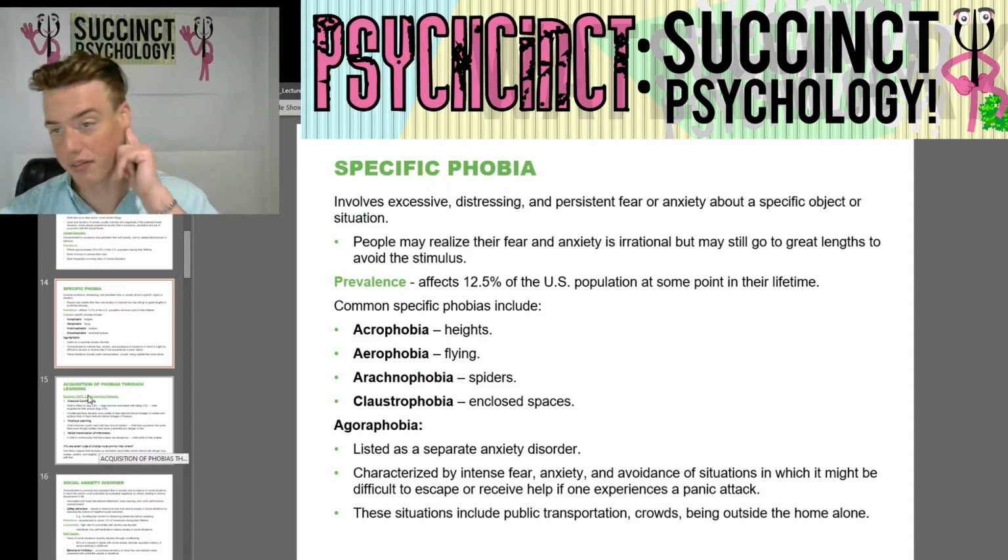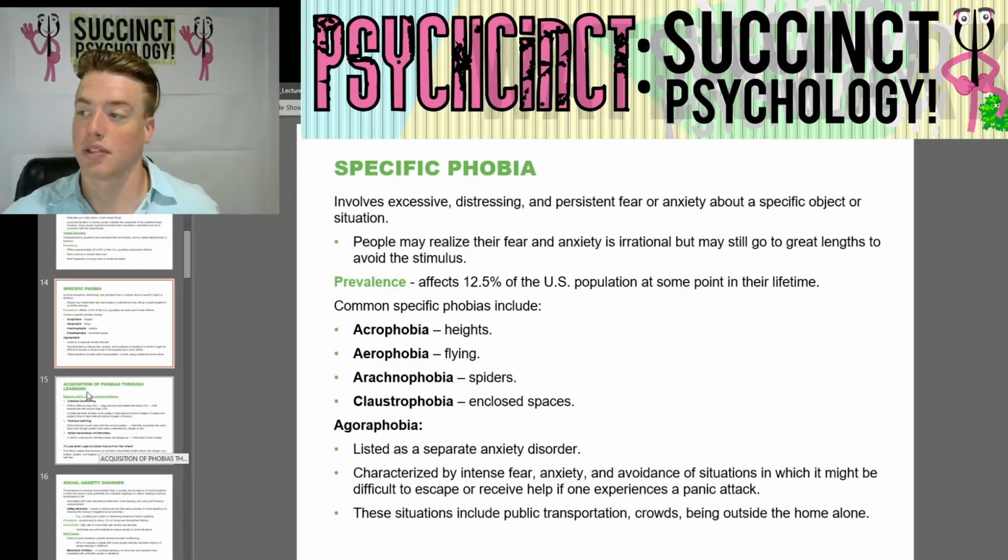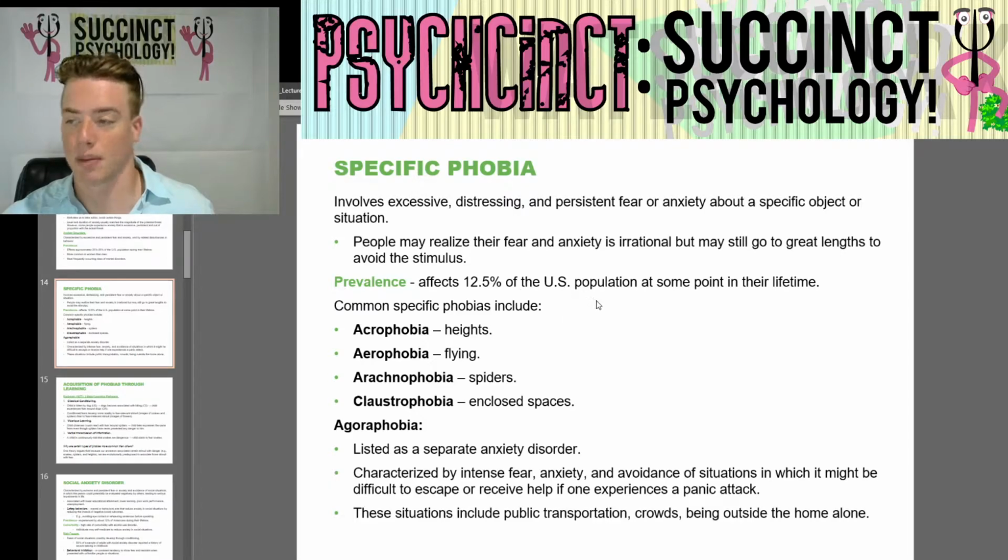Next, we have a specific phobia, which involves excessive, distressing, and persistent fear or anxiety about a specific object or situation. People may realize their fear and anxiety is irrational, but may still go to great lengths to avoid the stimulus. So prevalence affects 12.5% of the U.S. population at some point in their lifetime, and some common specific phobias include acrophobia, which is heights, aerophobia, which is flying, arachnophobia, which is spiders, and claustrophobia, or enclosed spaces.